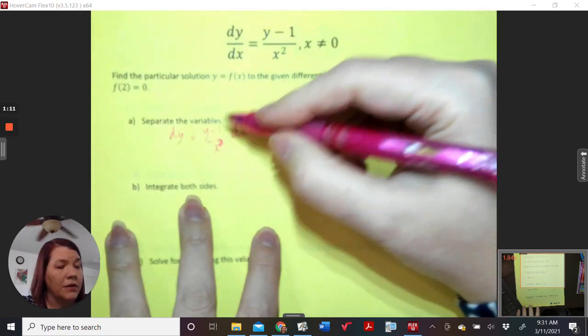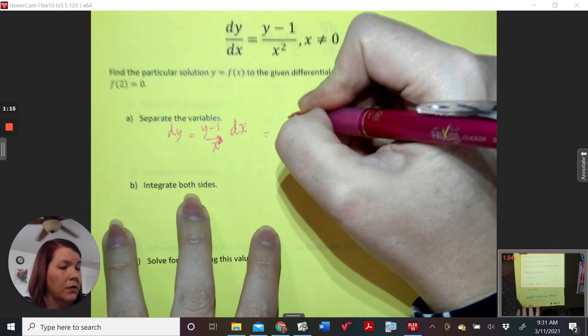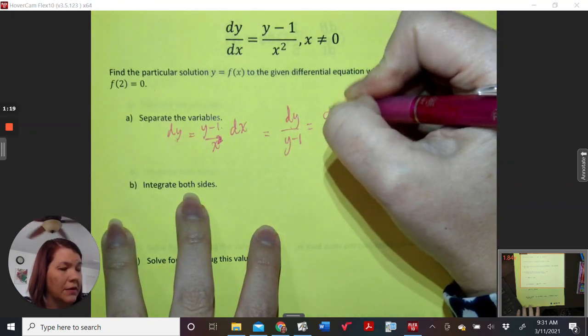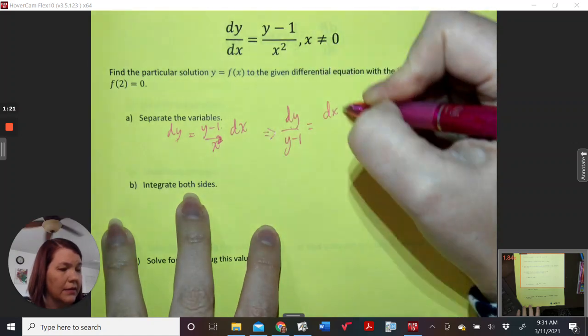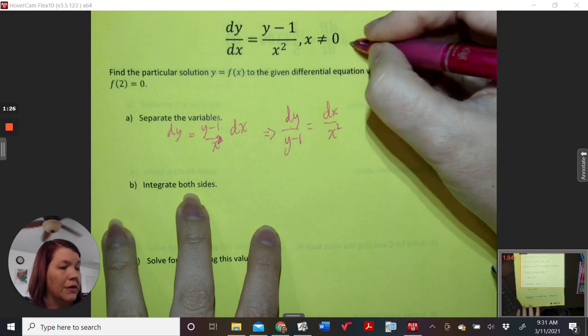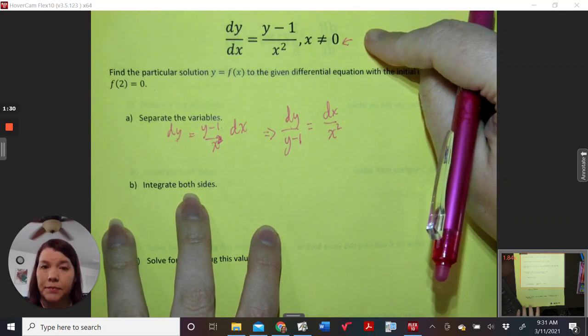Moving dy dx to the other side, I'm going to go ahead and divide by y minus 1. And that becomes dy over y minus 1. And this side becomes dx over x squared. Notice x cannot be 0. That's a condition we were given right at the start.